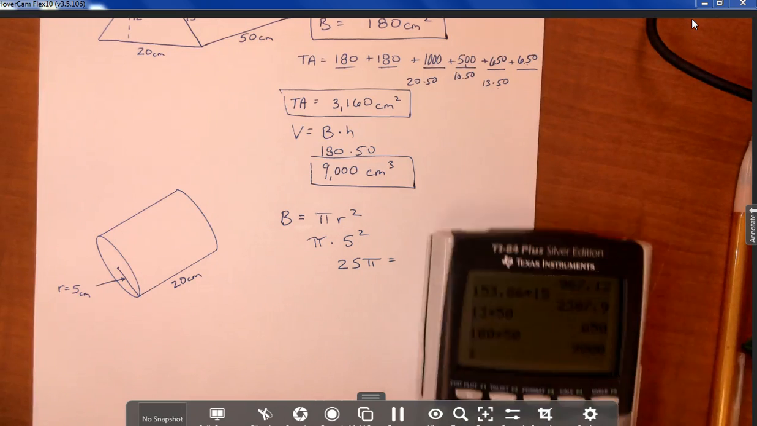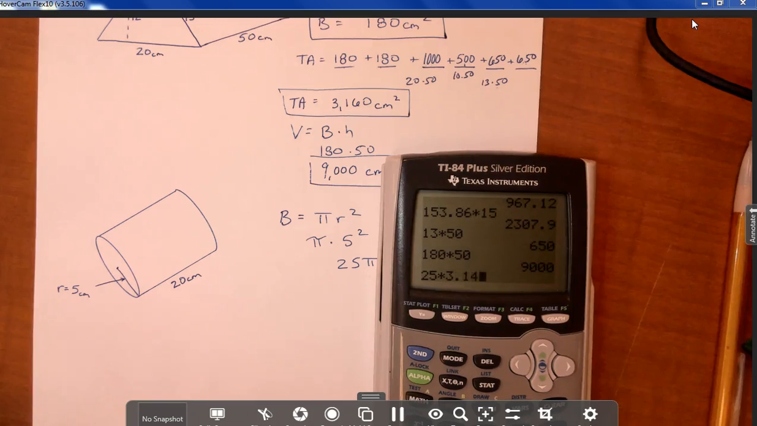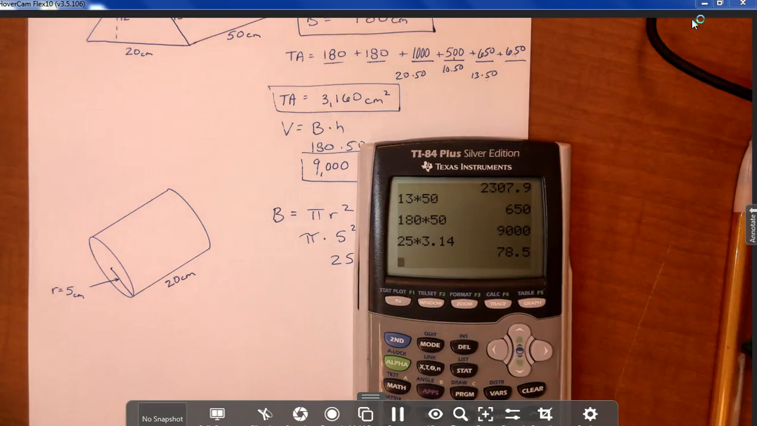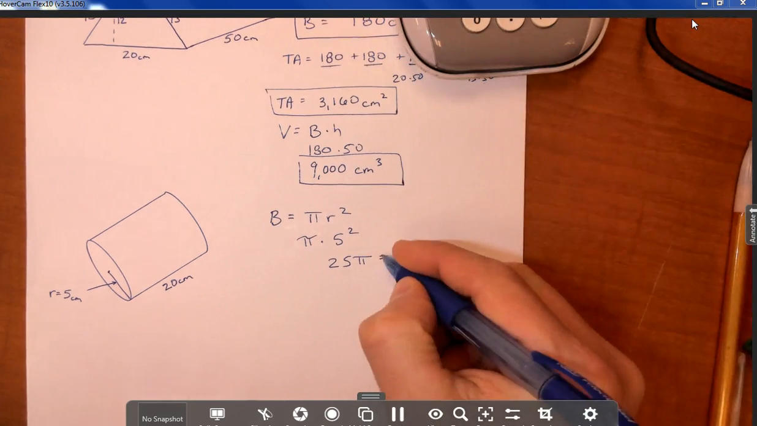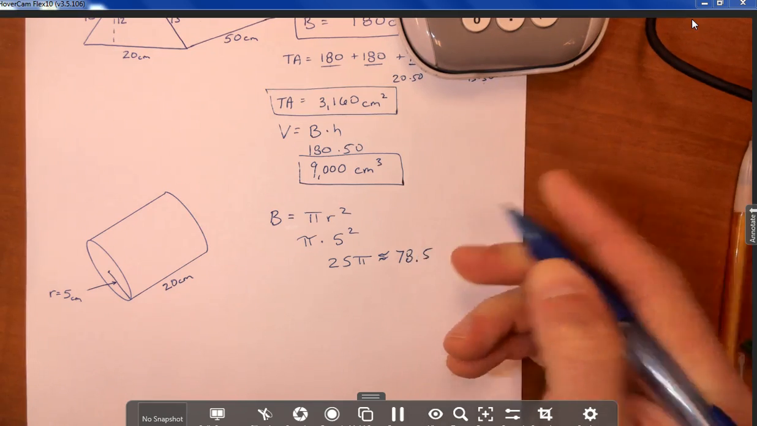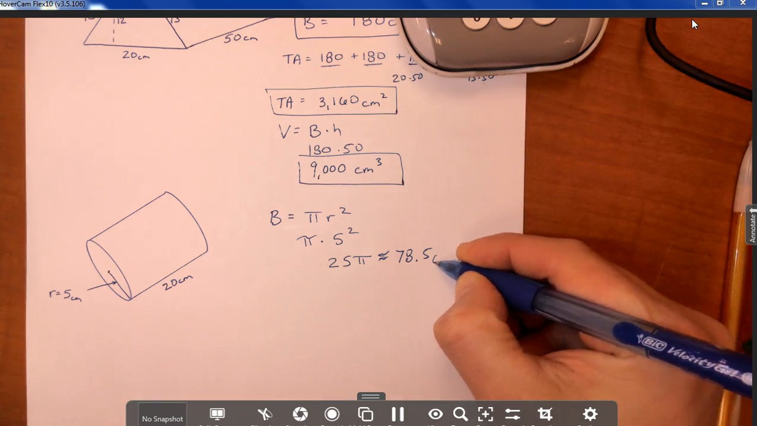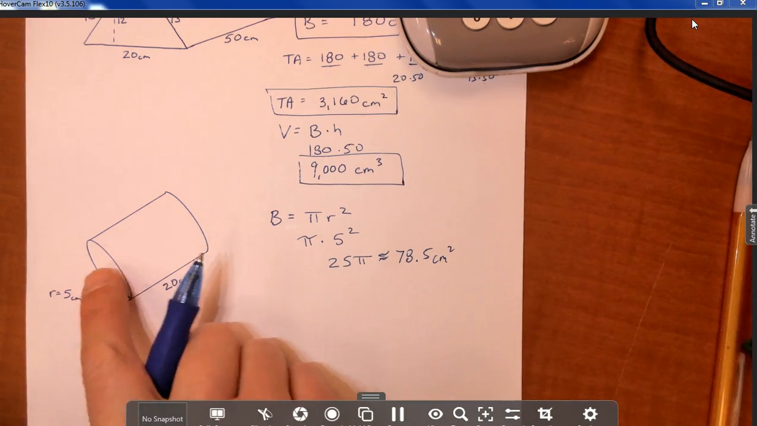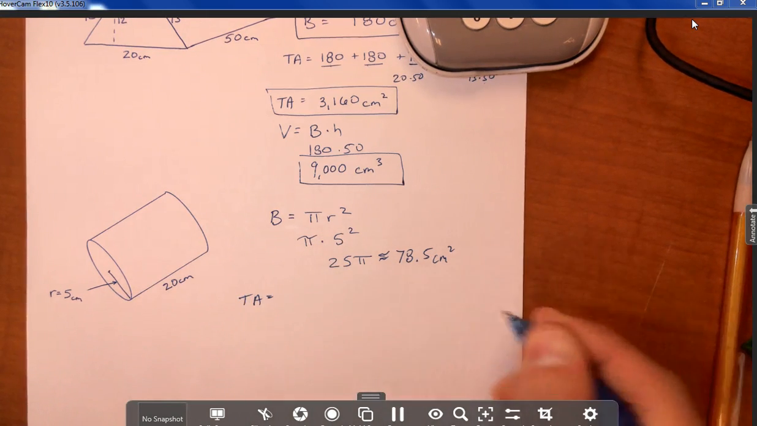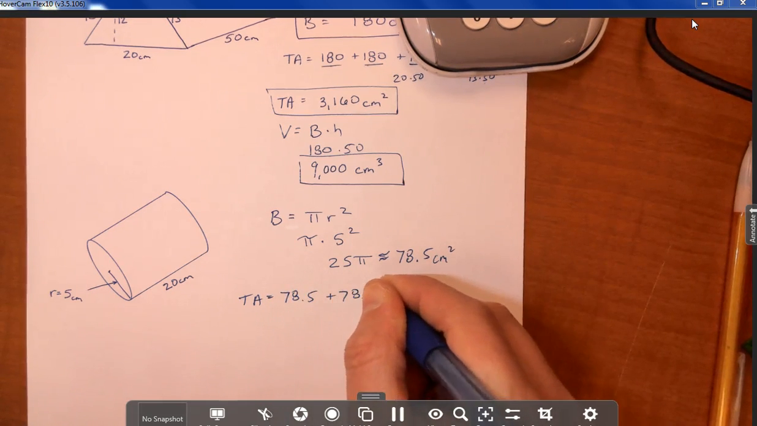If we wanted it as a decimal, then you could go ahead and use a calculator and type in 25 times 3.14, and I get 78.5 approximately. So we could do that. We'd need to know that at this point, if I'm multiplying by 3.14, that's an approximation. Okay, so that would again be how many squares it takes to cover the surface of that circle. So if I want the total surface area, I'm going to have 78.5 plus 78.5.